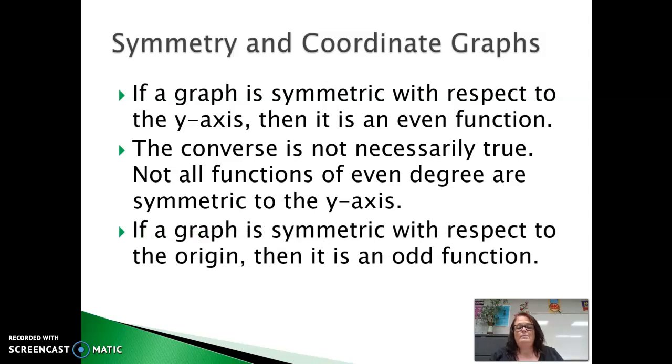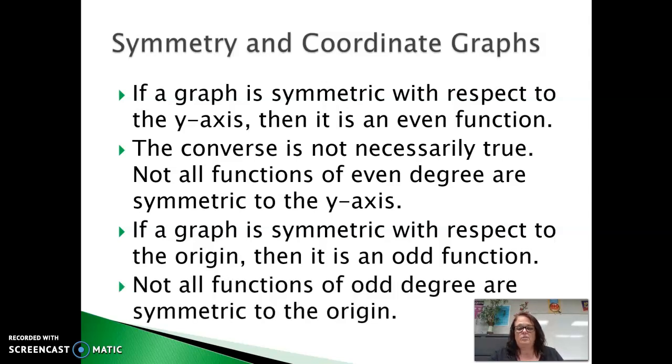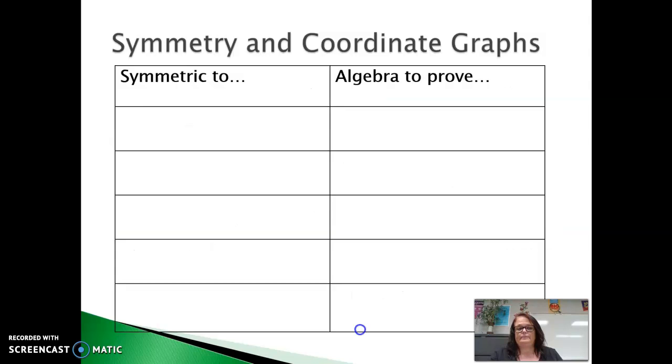Next, if a graph is symmetric with respect to the origin, then it is an odd function. An odd function means if I trace it and then rotate it 180 degrees about the origin, it'll fall right on top of itself. But the converse, again, is not necessarily true. Not all odd degree functions are symmetric with respect to the origin.